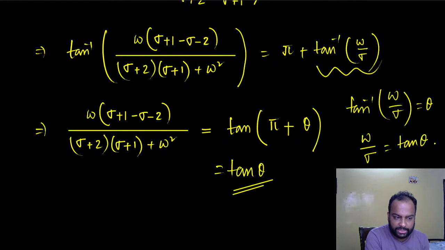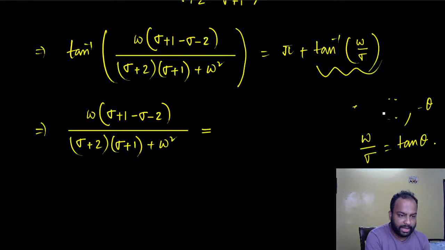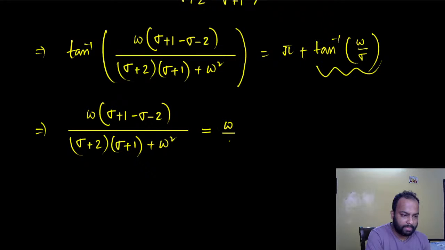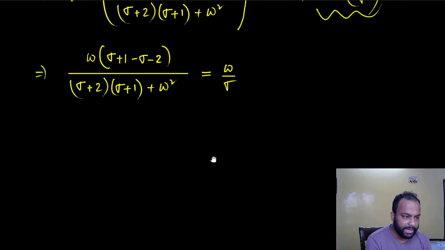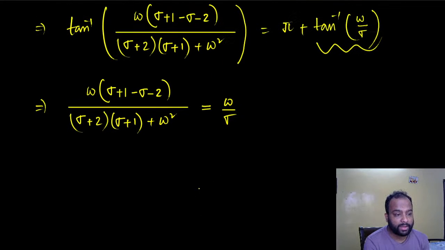Is there any confusion with this? I don't think so, right? So here I am just simply writing omega by sigma. Pretty simple calculation, right? Easy to understand. But now here omega cannot be equal to 0, right?